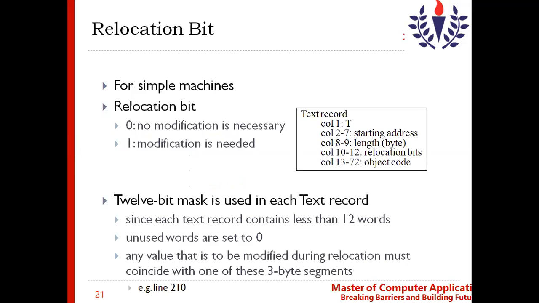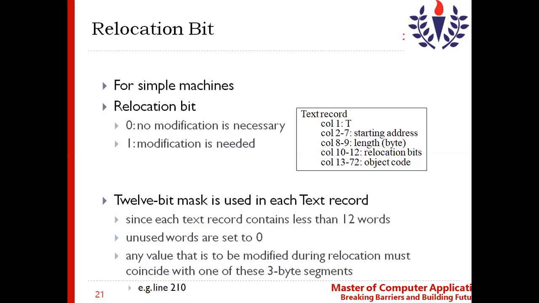It is for the simple machine. The relocation bit mask can be used with the text record. So if you look at the text record format, there is a change in the text record. Column 1 denotes T, that is nothing but the text record, and we have the starting address for the current text record and the length of the current text record. Apart from this, we have the columns for the relocation bits. So there are 3 columns for the relocation bits, followed by the object code.